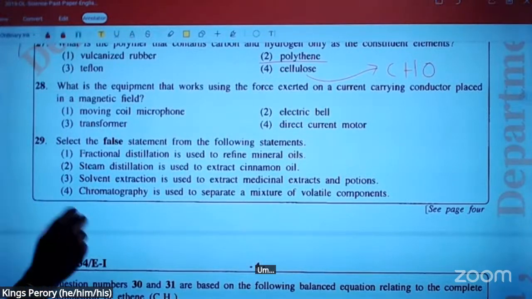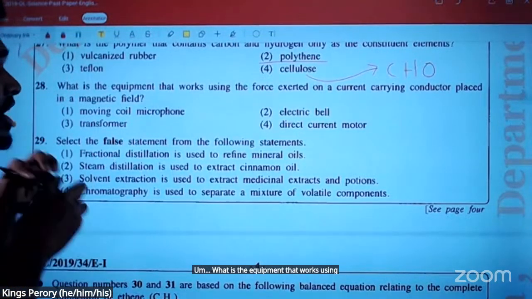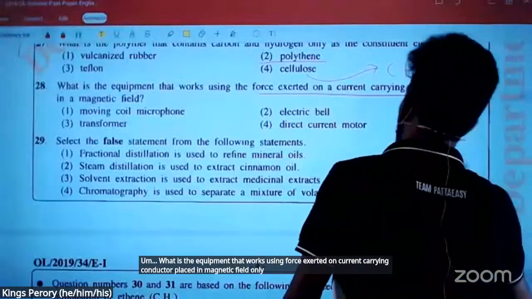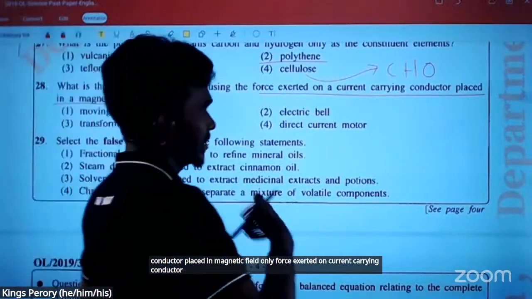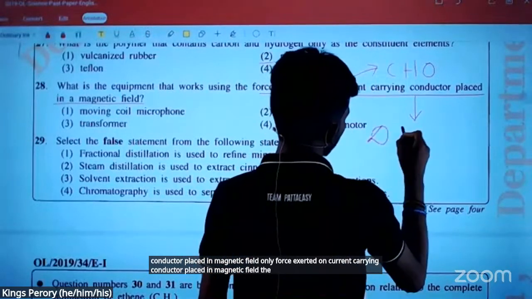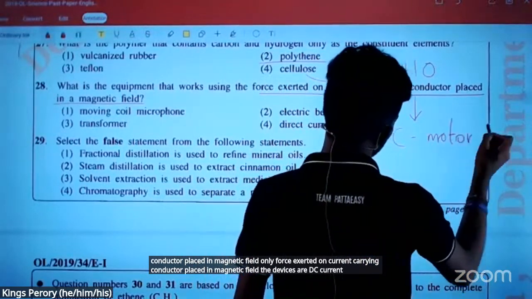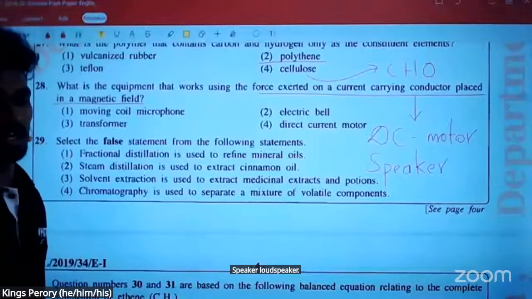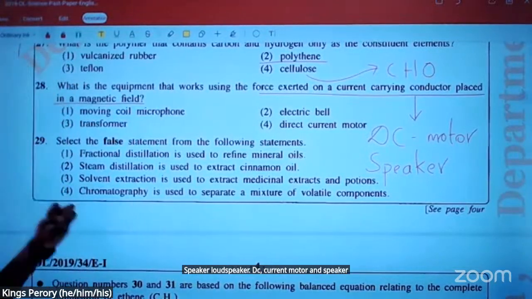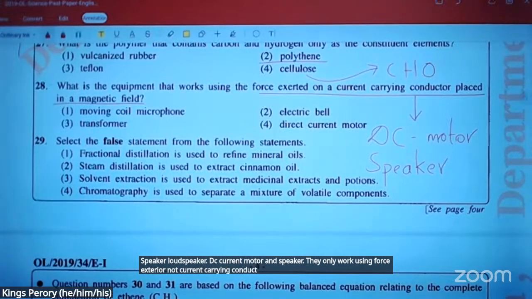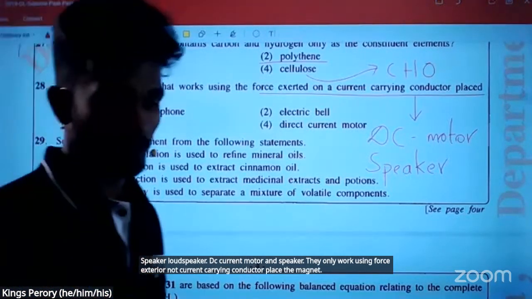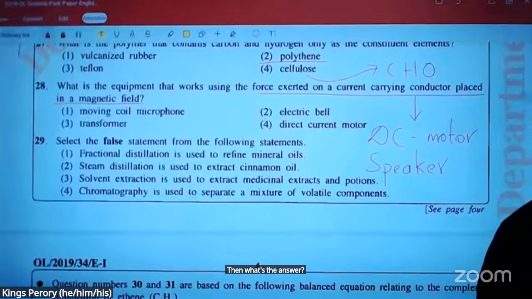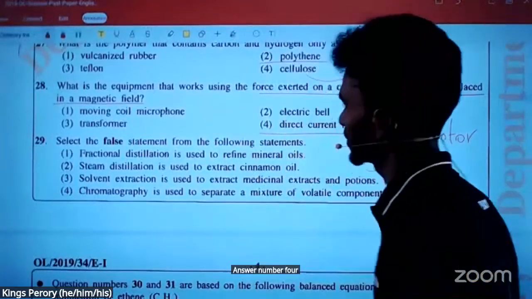What is the equipment that works using force exerted on a current carrying conductor placed in a magnetic field? The devices are the DC motor and the loudspeaker. They only work using force exerted on a current carrying conductor placed in a magnetic field. Then what's the answer? Answer number 4, direct current motor.